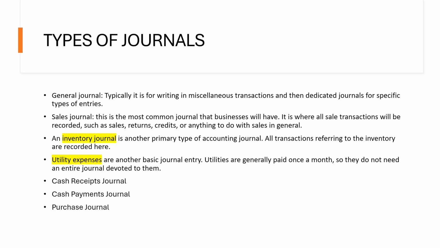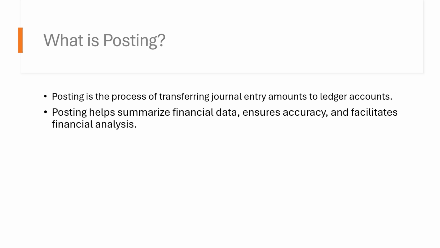Next one is the purchase journal. It tracks all credit purchases made by the company. It helps to monitor accounts payable and supplier transactions. These journals are very important in maintaining financial records accurately and also in preparing for the later financial report production. So what is posting?